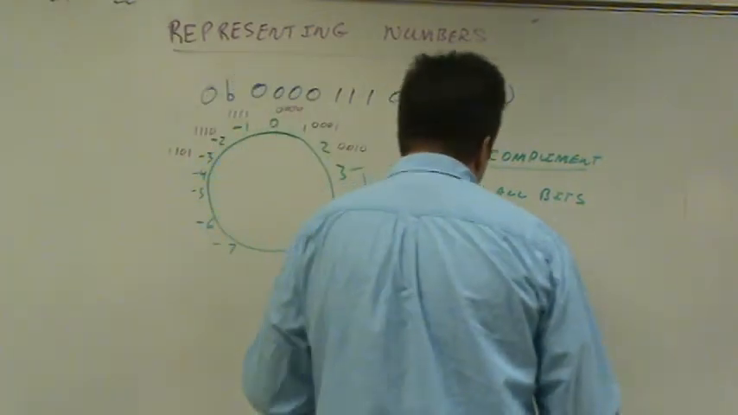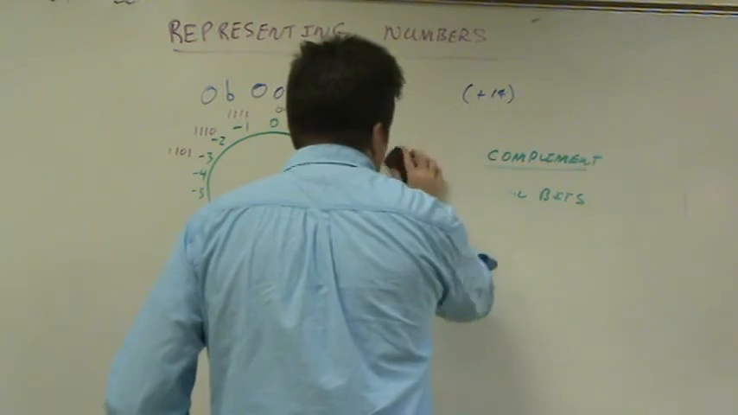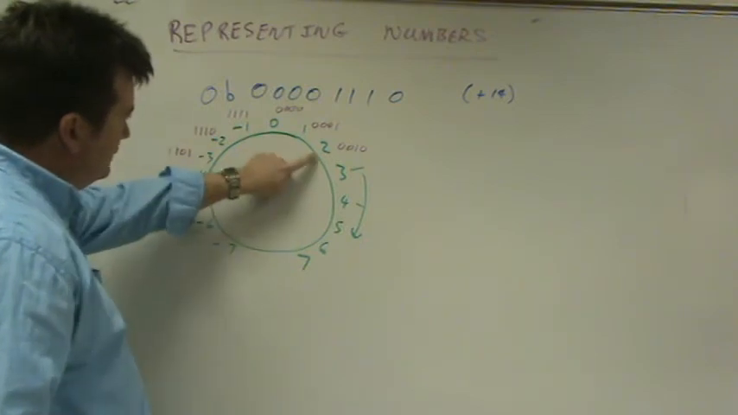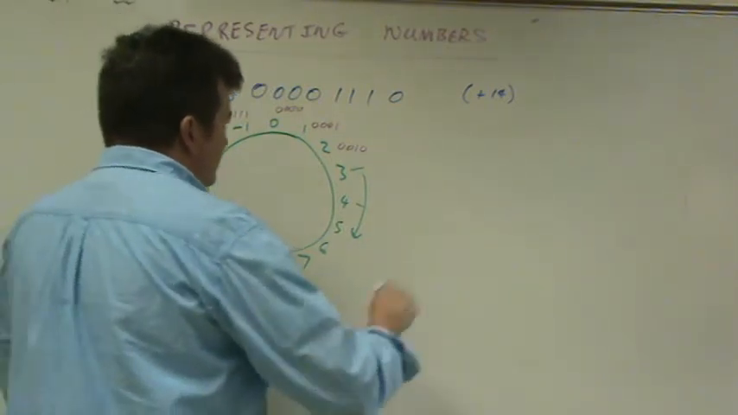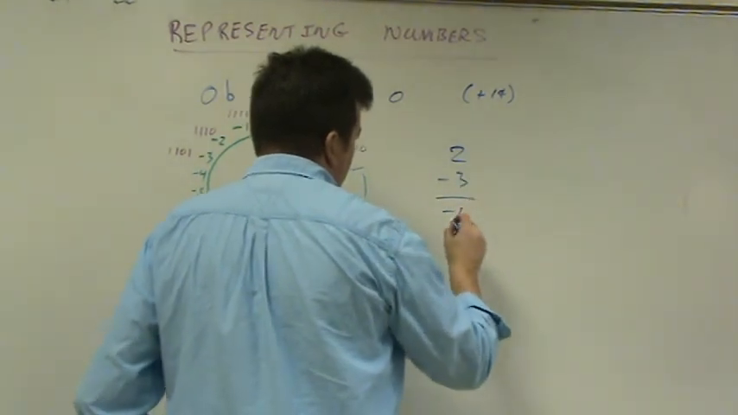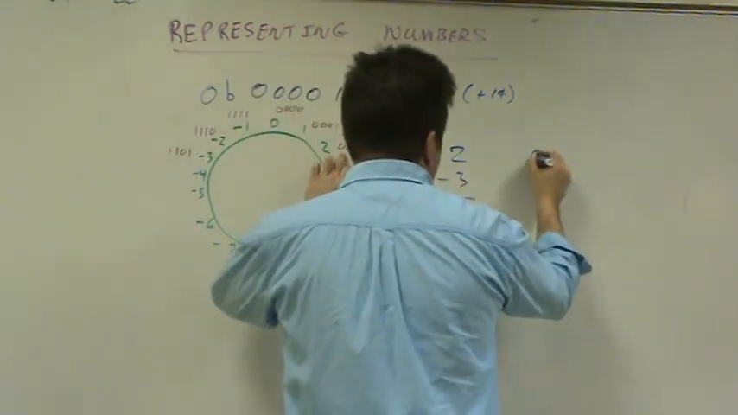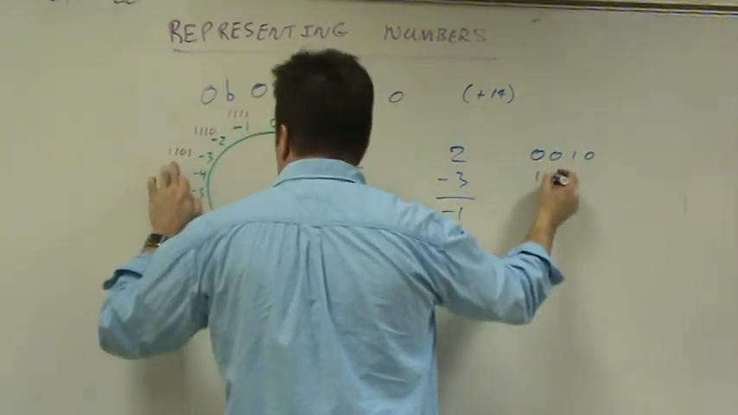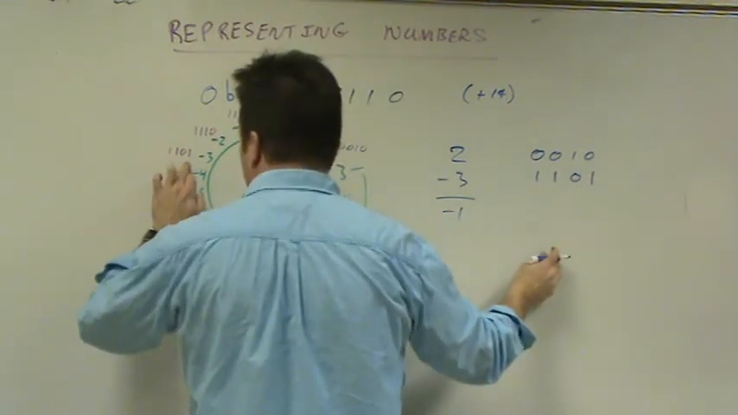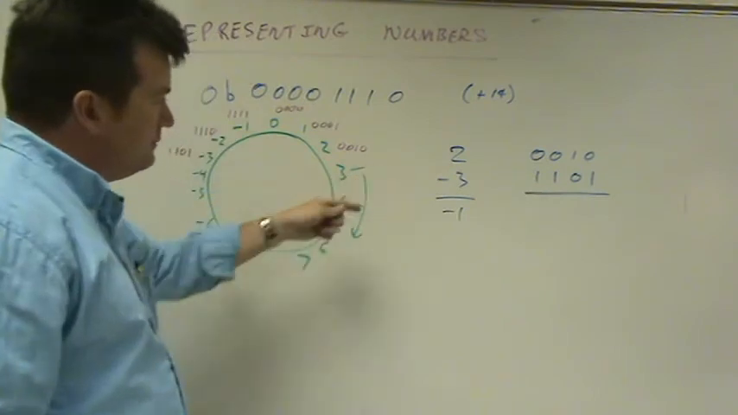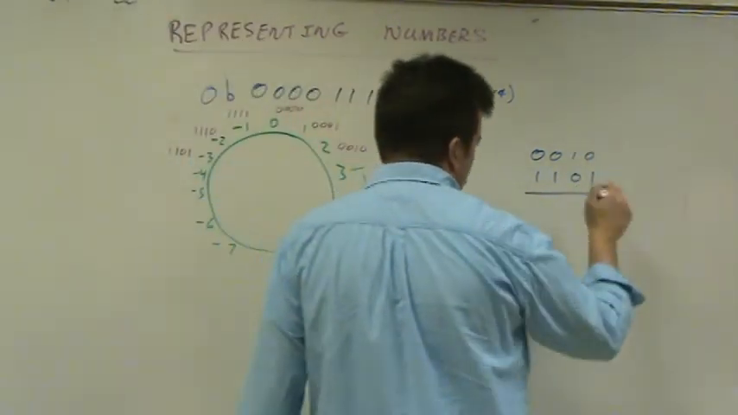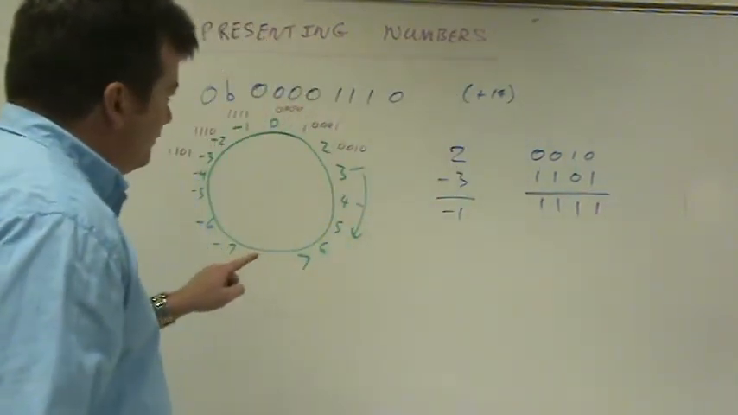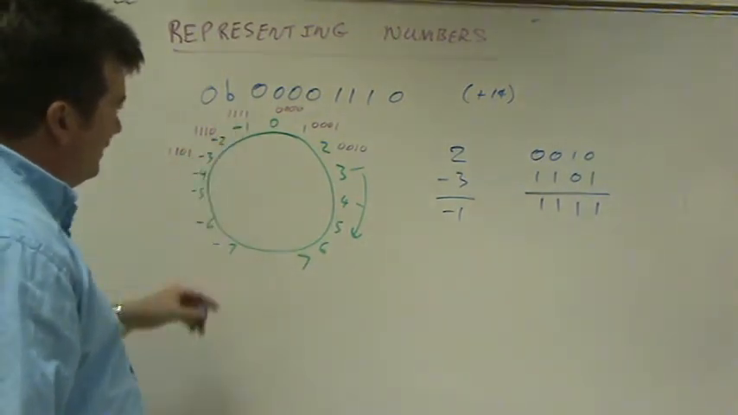So, for example, if we wanted to say, what is 2 minus 3? In decimal, 2 minus 3 would be negative 1. In our case, we would have 2, which is 0, 0, 1, 0, and negative 3, which is 1, 1, 0, 1. If you wanted to know what this comes out to, you just add them together. So if we add them, we would get 1, 1, 1, 1. So 2 minus 3 is negative 1.